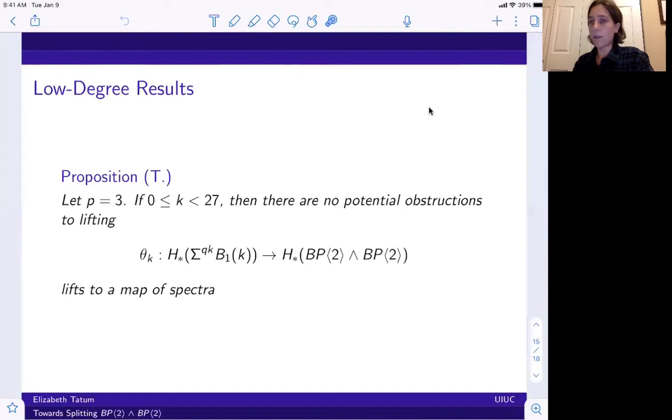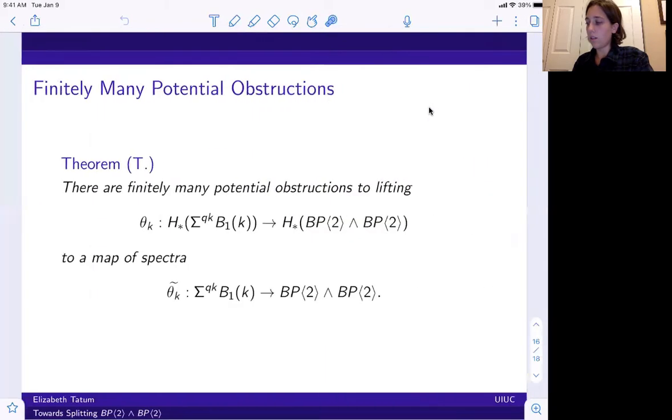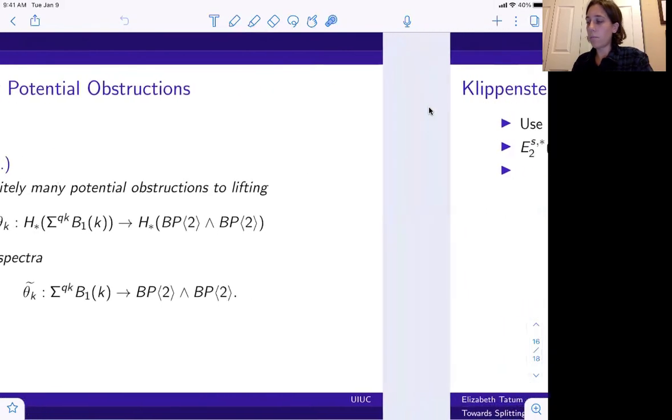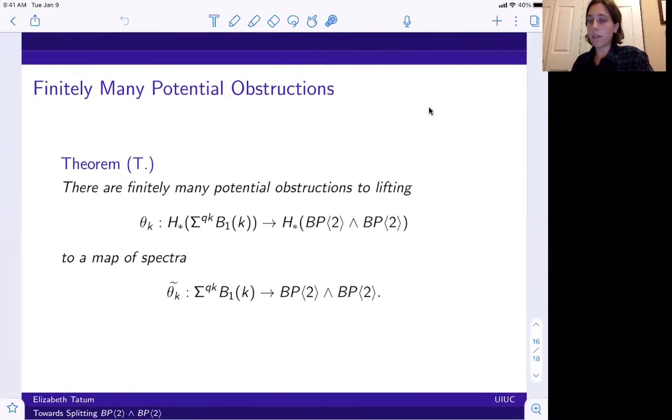And the same thing appears to be true at other primes. But the good news is that there are only finitely many of these potential obstructions. So for each k, there are only finitely many potential obstructions to lifting the map theta k to a map of spectra. But these are still potential obstructions, and we need techniques to analyze them.